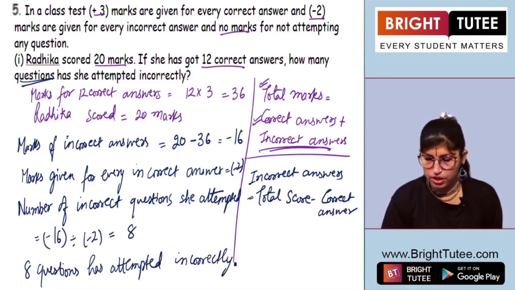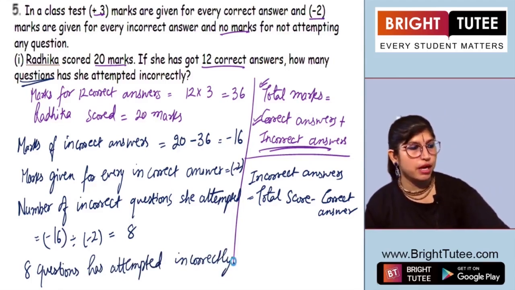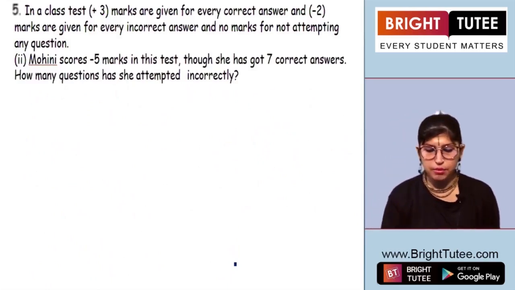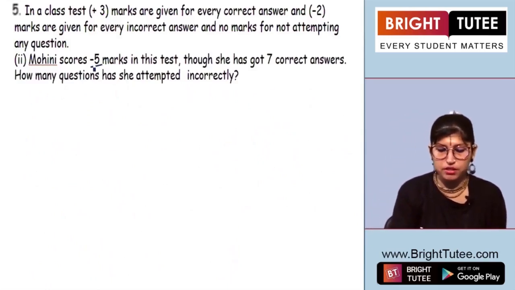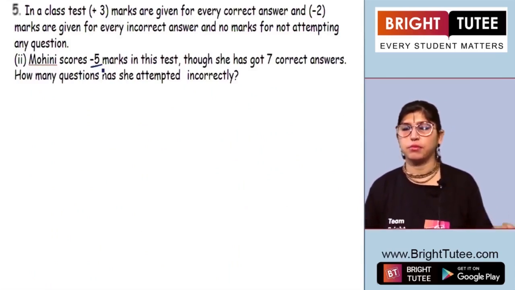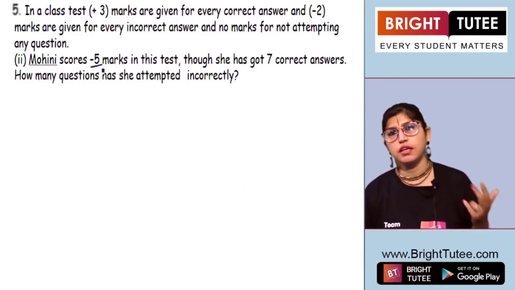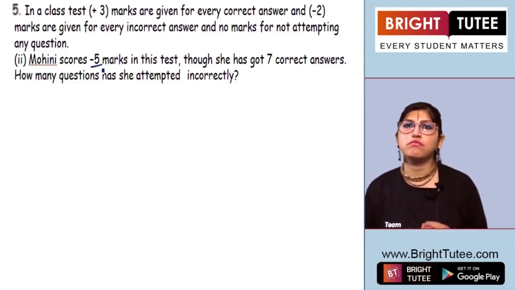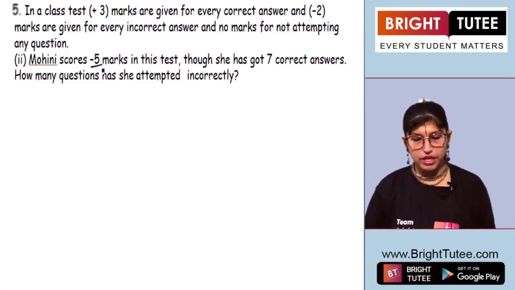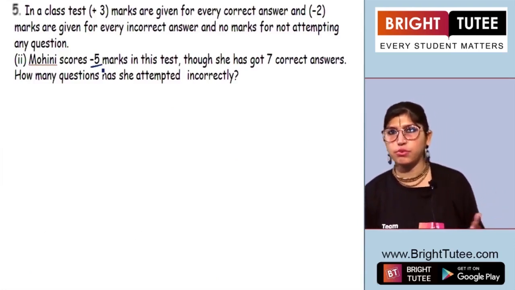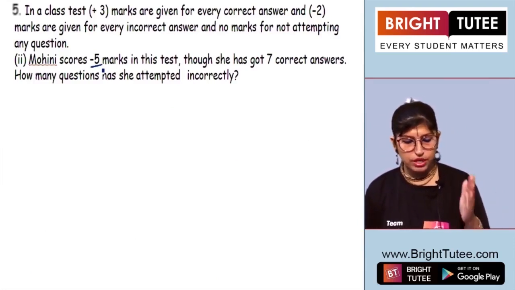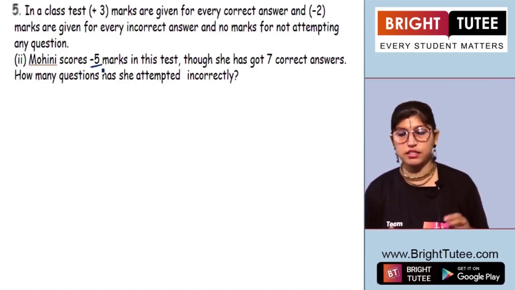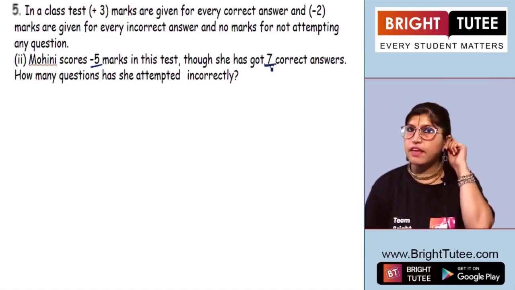I hope we understood it. Let's move on to the second part now. The second part says that Mohini scores minus 5 marks. Again, the basic question is the same, that we'll be getting plus 3 for the right answer and minus 2 for the wrong answer, and we will not be getting any marks for not attempting the question. In the first part Radhika scores 20 marks. Here Mohini scores minus 5 marks in her test, and we know that she's got 7 correct answers.